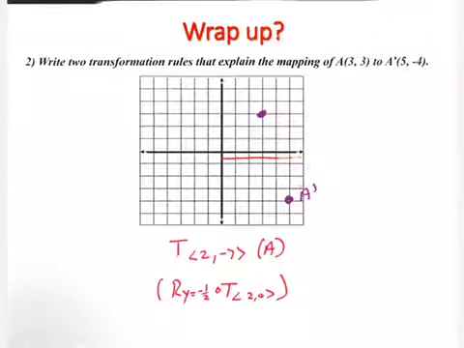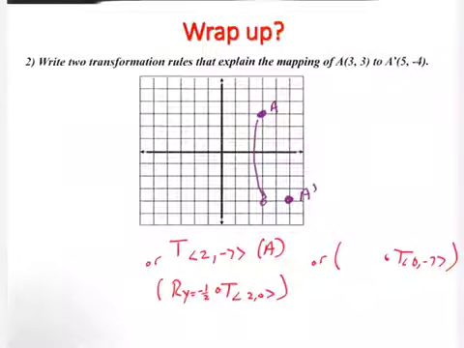We can then back up again and say, let's try something else. Well, we could also just bring A down to here at this point. So that would be translating it down 7, so (0, -7). But after that, we would then have to reflect across this line here, which is the line x equals 4.